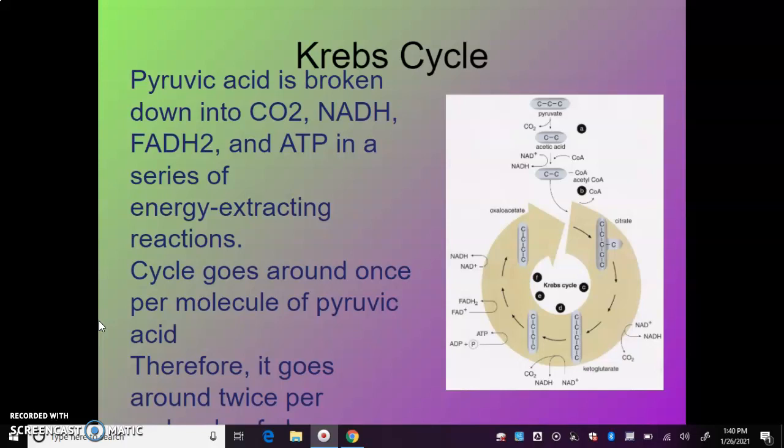So the carbon dioxide that's produced is being given off as waste, so that's what we exhale. The NADH and FADH2s are going to move on to step 3 of aerobic respiration, which is called the electron transport chain. Those NADHs and FADH2s are going to be used to produce a large amount of ATP. And then the 2 ATPs that are produced here, remember 1 per turn, get used right away by the cell.